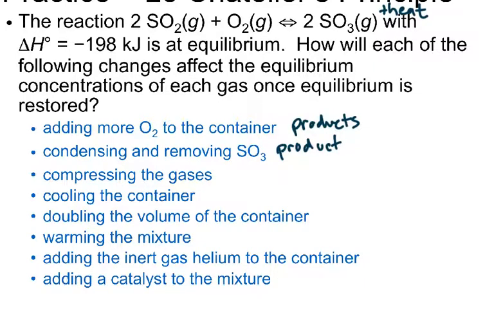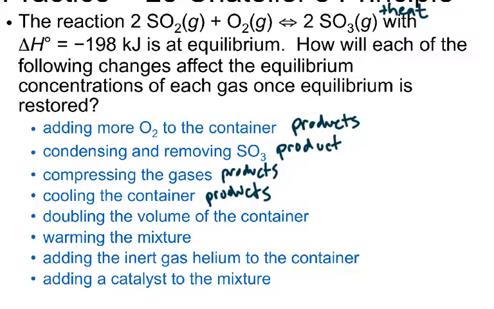If we compress the gases, on our reactant side, we have 2 plus 1 is 3 moles of gas. On our product side, we have 2. So compressing the gases, we're going to favor the side with fewer moles of gas, which again is the products. If we cool the container down, we're getting rid of heat. We would want to shift to try to make more heat. Heat is a product since it's an exothermic reaction. So again, products.